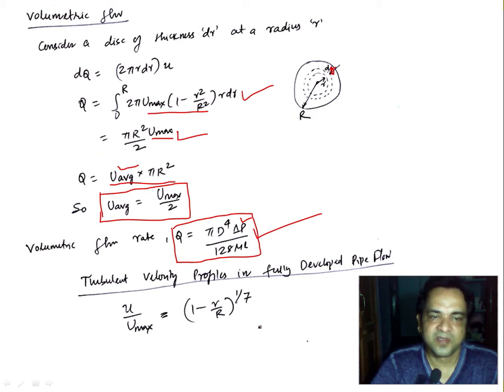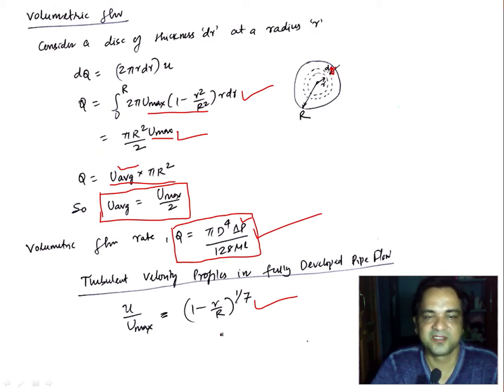But in case of a turbulent, fully developed pipe flow, there is no theory behind that. So people have done a lot of experiments. From the experiments, they found that the velocity profile is like this. In case of a laminar flow, it's a parabolic profile, but in case of a turbulent flow, the velocity profile is u by u max equal to (1 minus r by R) to the power 1 by 7. We call it the 1/7th power law.